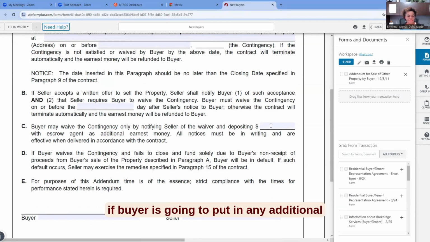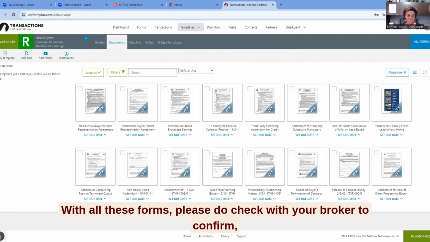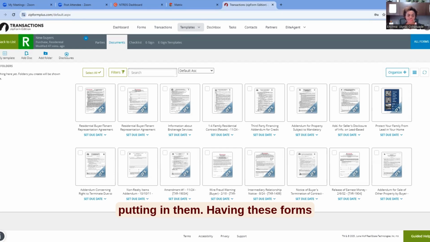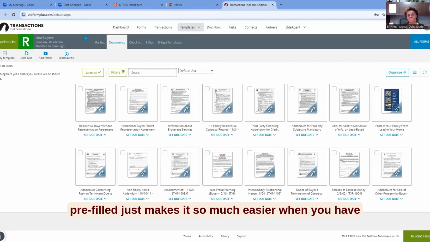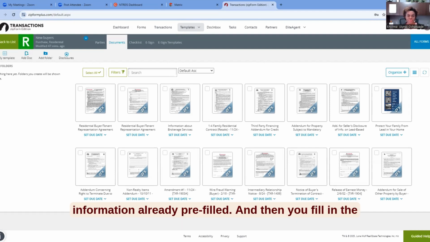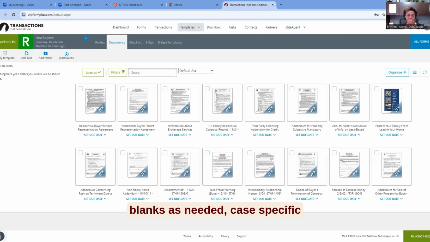And if the buyer is going to put in any additional deposits when they waive the contingency, that goes in there. Again, with all these forms, please do check with your broker to confirm, reconfirm, and make sure of all the information that you're putting in them. Having these forms pre-filled just makes it so much easier when you have a contract, so that you can have all that information already pre-filled, and then you fill in the blanks as needed, case specific on that particular transaction.